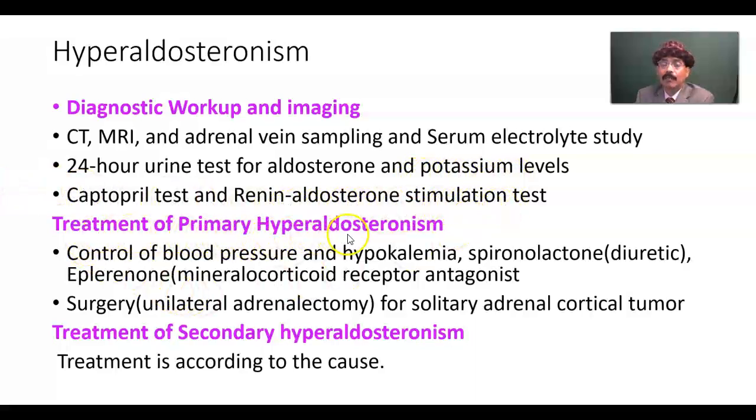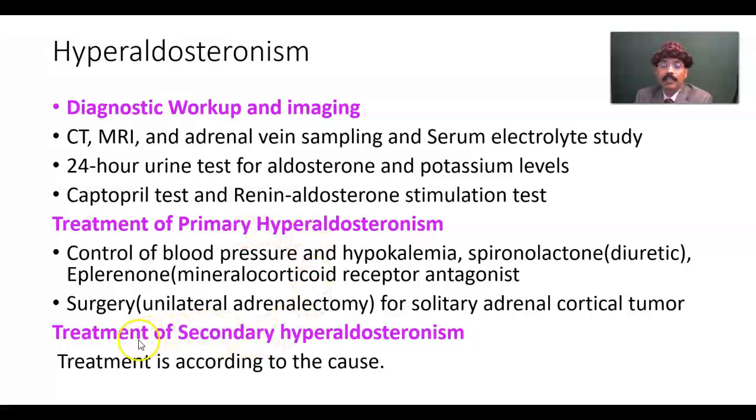Treatment of primary hyperaldosteronism: control of blood pressure and hypokalemia. Spironolactone, a diuretic, works against aldosterone, and it is made of synthetic steroid. Another drug is eplerenone, a mineralocorticoid receptor antagonist. These two are the drugs for primary hyperaldosteronism.